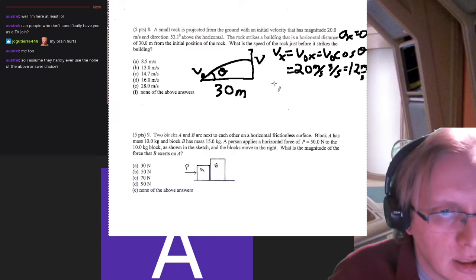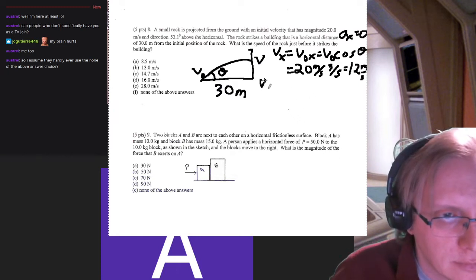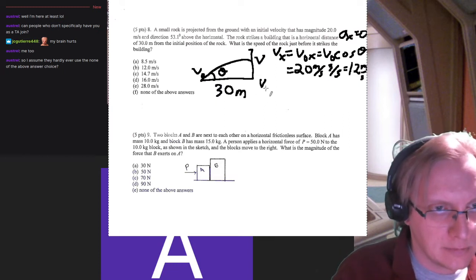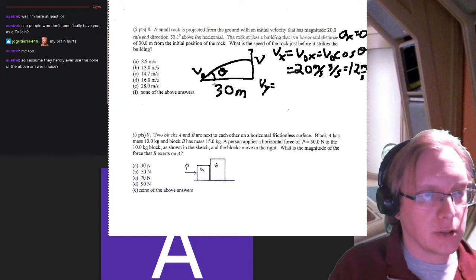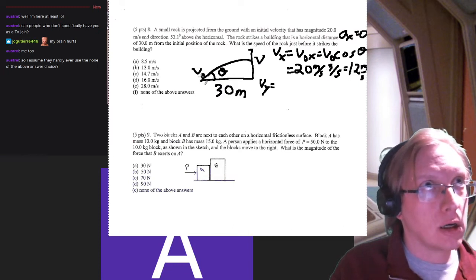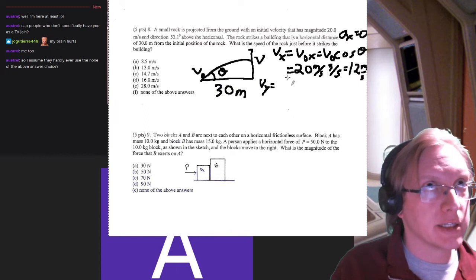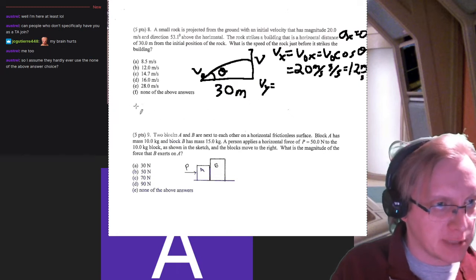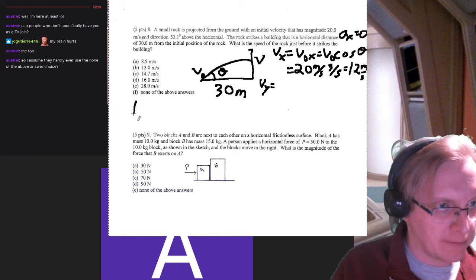Vy. Oops, that's terrible. Let's try it again. Vy. There we go. So we have a Vy going up. We don't know how we're hitting the thing yet. We don't know how long it's going to take us to get there. So I think actually what we need first is some time, to find out how long we're going to be in the air for.